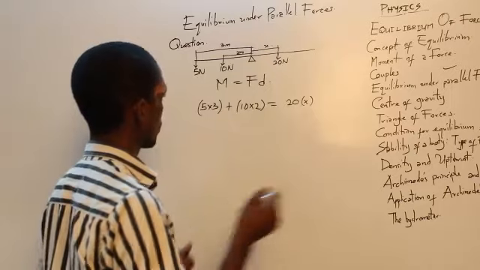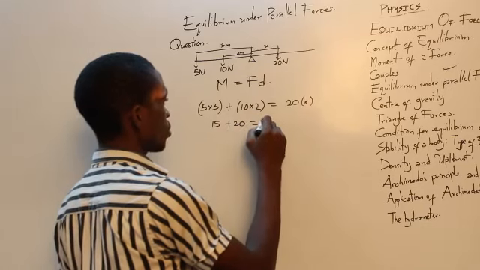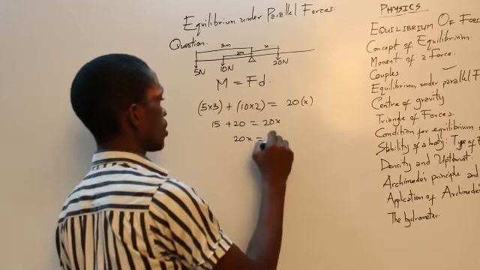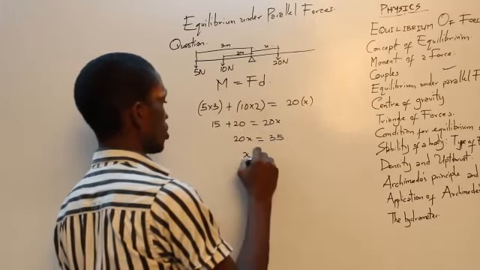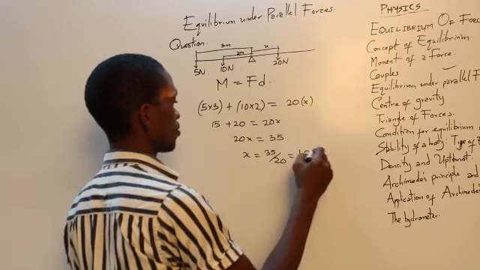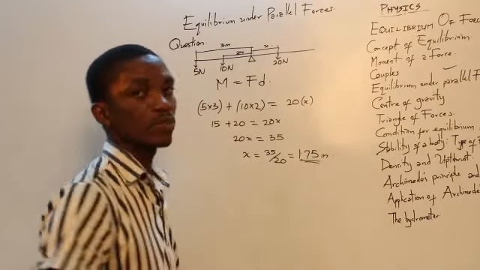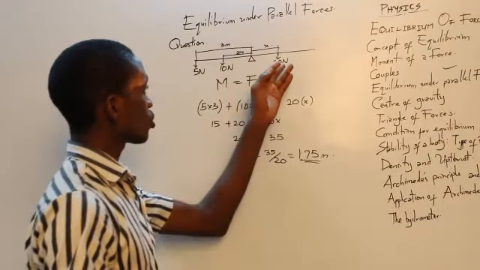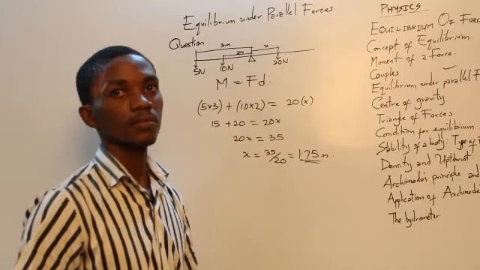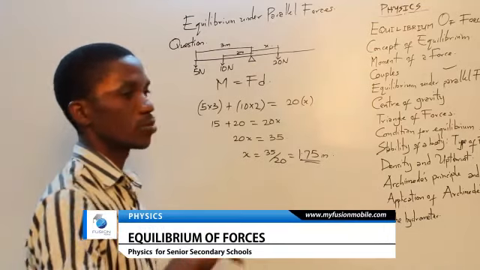So when we multiply what we have here out, we have 15 plus 20 equals 20x. We have 20x equals 35. Our x will be equal to 35 divided by 20, which is equal to 1.75 meters. So for this system to be balanced, our 20 Newton weight must be placed on the 1.75 meter mark. That's when the entire system will simply remain at equilibrium.